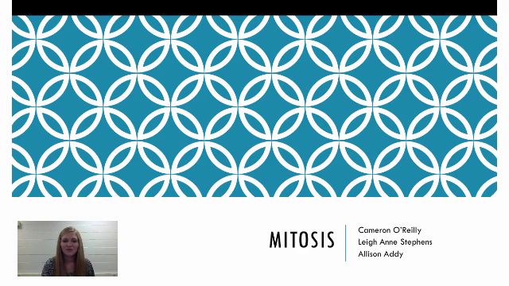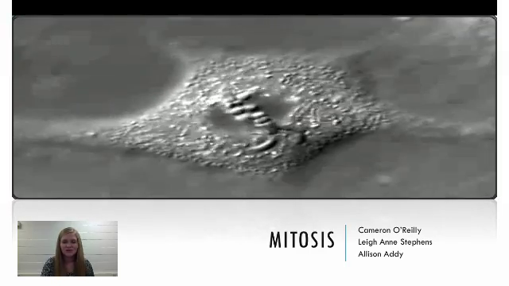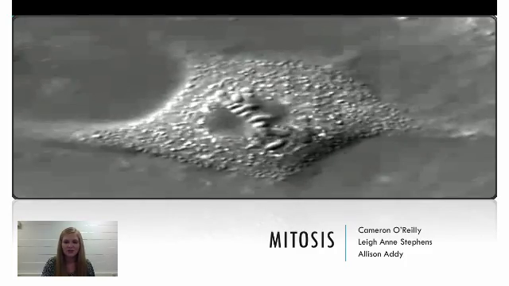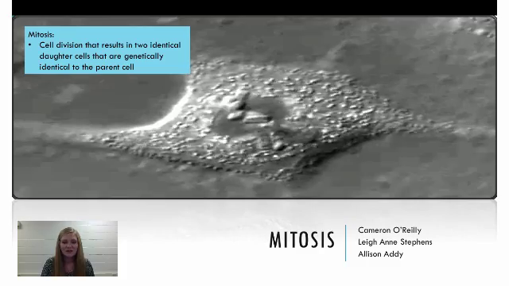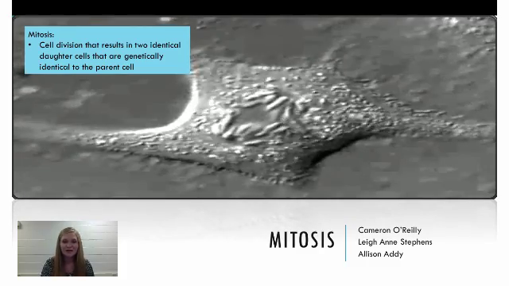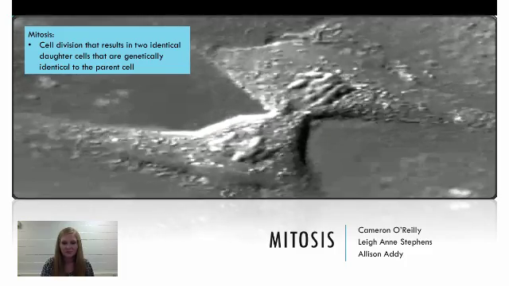So we've prepared a video to go over the process of mitosis because tomorrow in class we'll be doing a lab examining onion root tips under microscopes to see the process of mitosis in action. So you can see in this video clip a cell undergoing mitosis. But what is mitosis? It is the cell division that results in two identical daughter cells that are genetically identical to the parent cell.